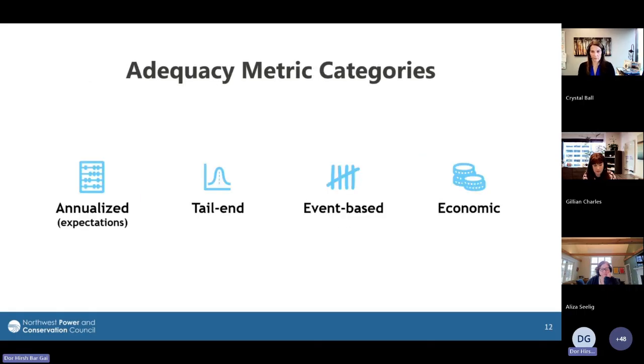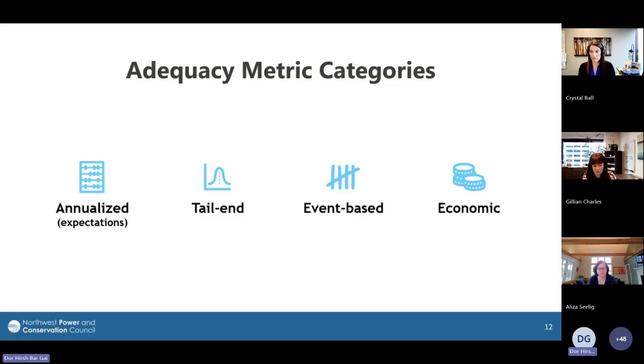There are 4 main categories of adequacy metrics. We're going to go through some of the more common ones. This does not mean that there aren't others out there, but really these are the bulk that are good to start with. We have the annualized metrics, which we could summarize as expectations, and most of you would be familiar with many of these.